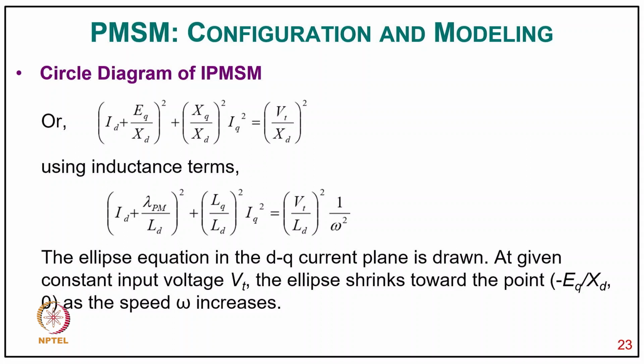And using inductance terms, we can say ID plus lambda PM upon LD square plus LQ upon LD square into IQ square equal to VT upon LD square into 1 upon omega square. So the ellipse equation in the DQ current plane is drawn at a given constant input voltage VT. The ellipse shrinks towards the point minus EQ upon XD and 0 as the speed omega increases.